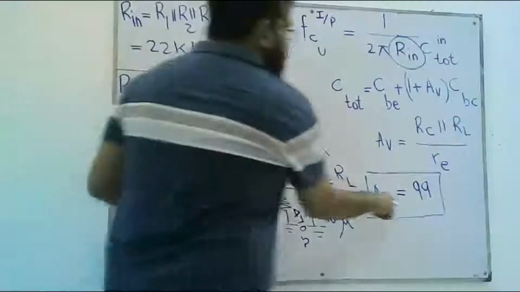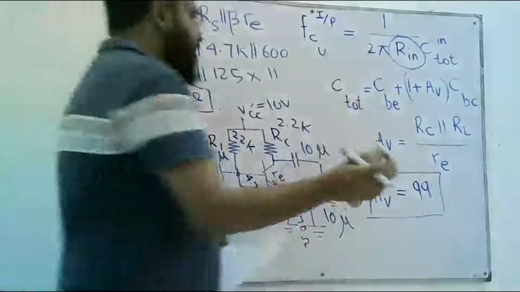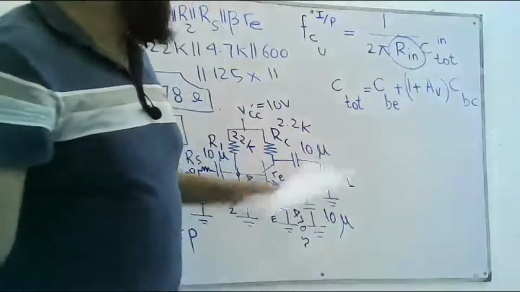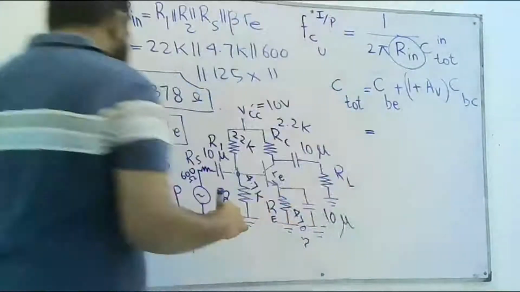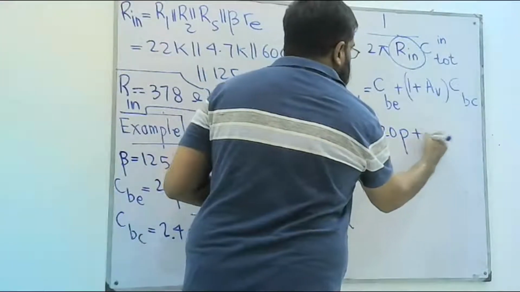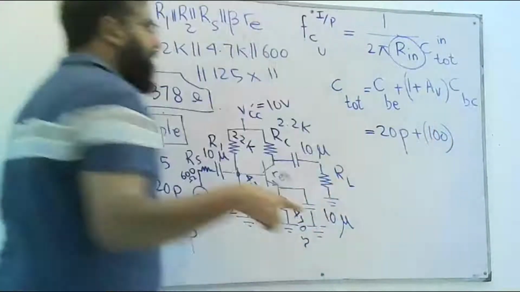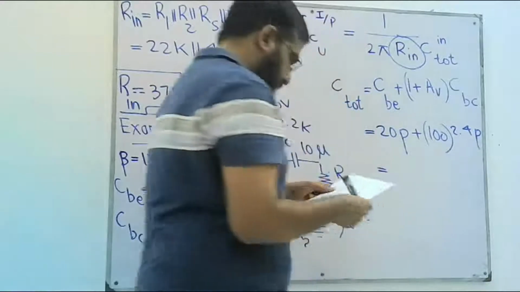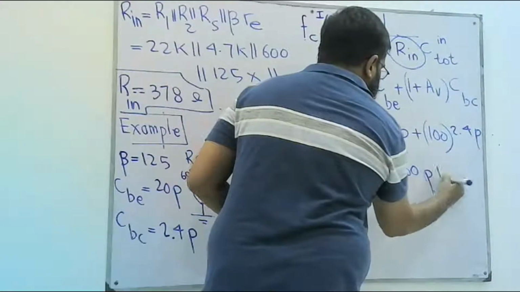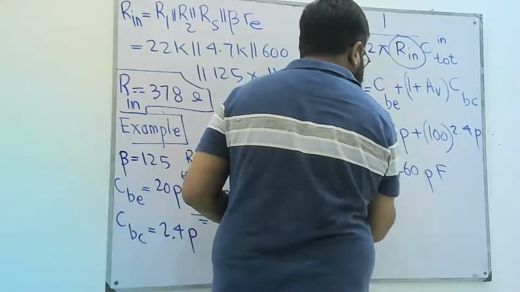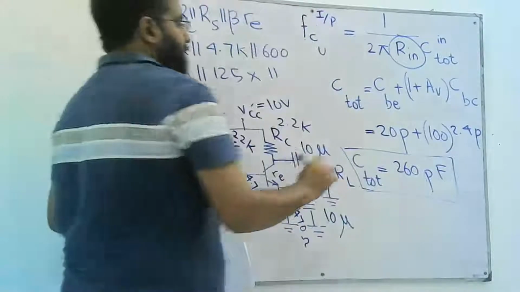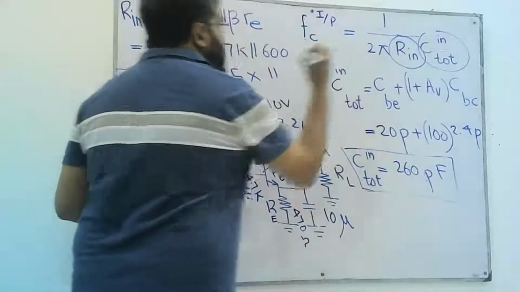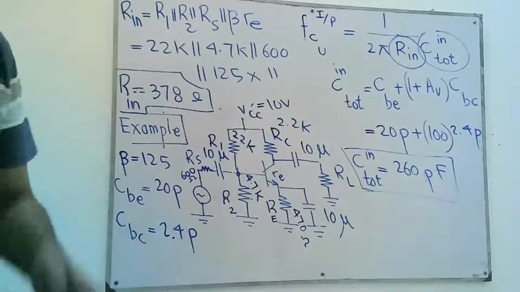99. Once AV is equal to 99, we can compute C total, and that will fulfill the second and last requirement to compute FCU. CBE is given to be 20 pico plus 100, because AV is 99 and 99 plus 1 is 100, times CBC, 2.4 pico. So this comes out to be 260 picofarad. Now we can put C total in on the input side, 260 pico.